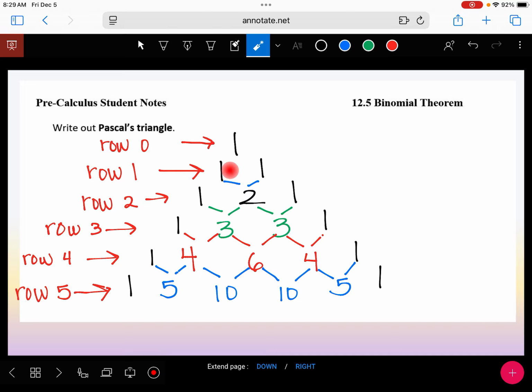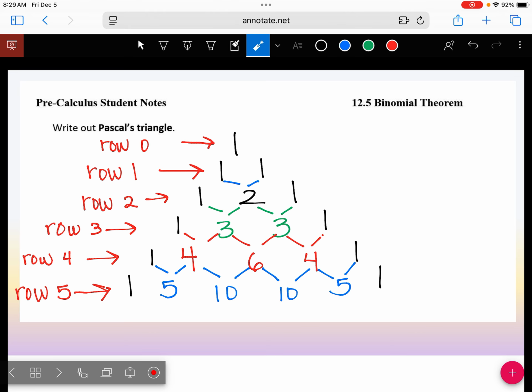Also notice that as we go down the triangle, we're adding an additional number. So we start off with one number, then it's 2 numbers, then it's 3, 4, 5, 6. I want you to try to fill in row 6 by yourself, and then we'll go through it together. Row 6 should have 7 numbers.